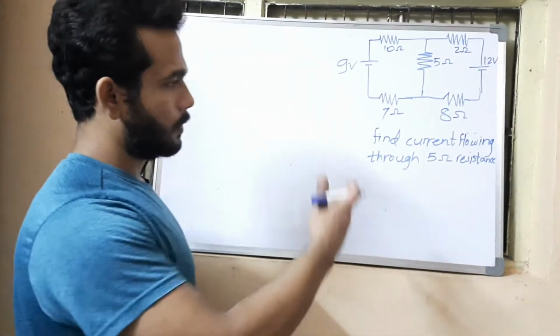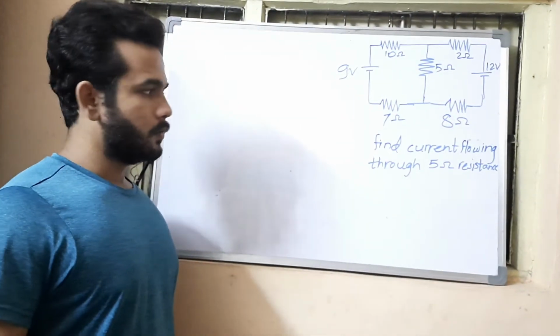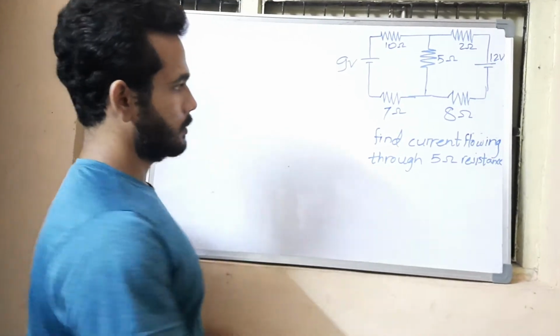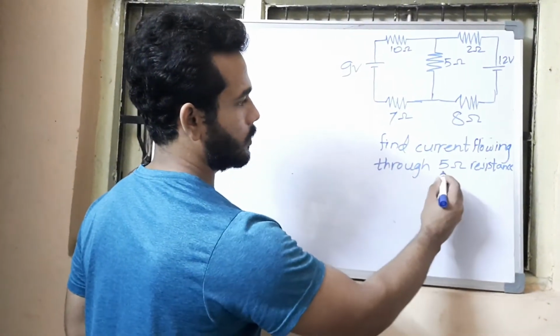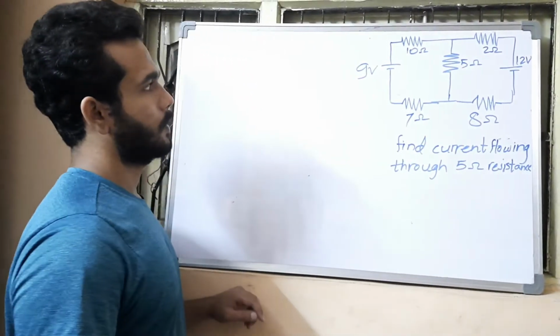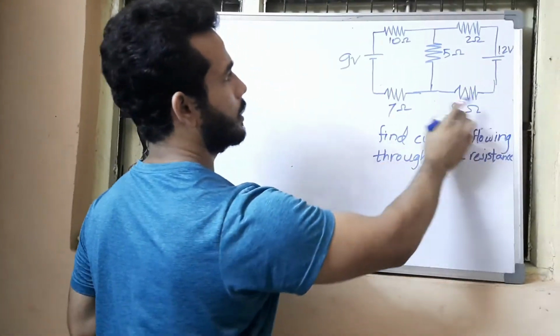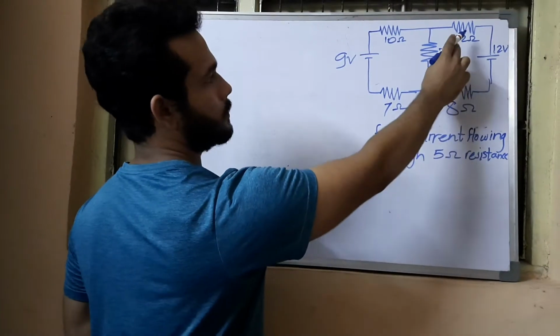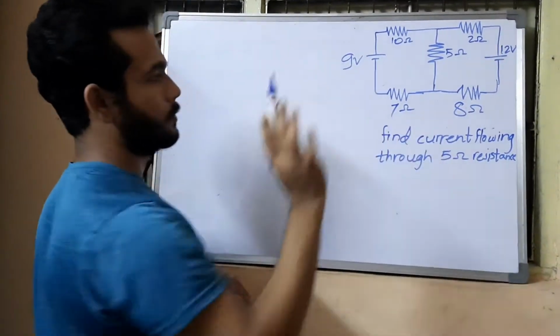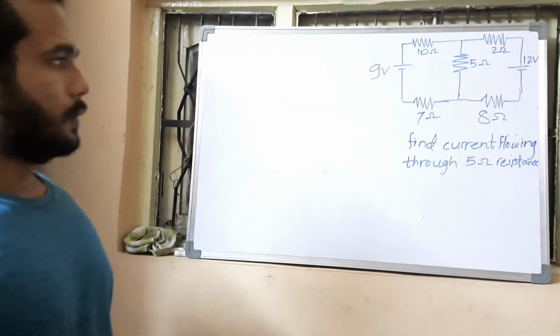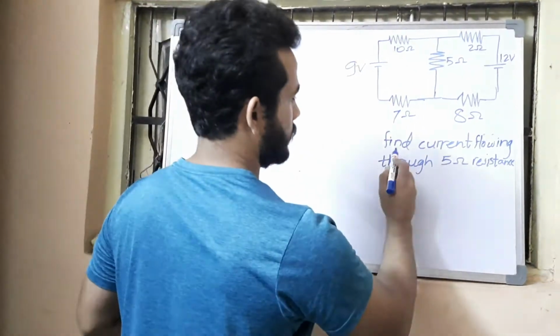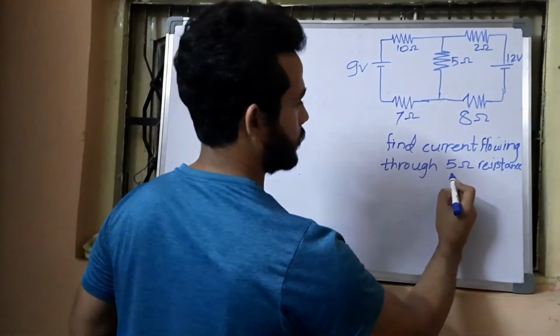Now here is a problem. We want to find the current flowing through 5 ohm resistance. Here is a 9 volt battery and here 12 volt battery, 10 ohm resistance, 5 ohm resistance, 2 ohm resistance, 8 ohm resistance, 7 ohm resistance. We have to find the current flowing through 5 ohm resistance.